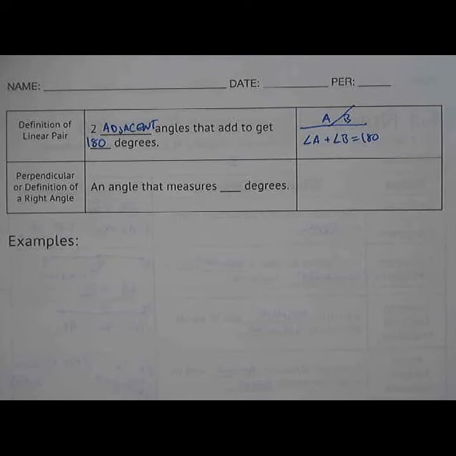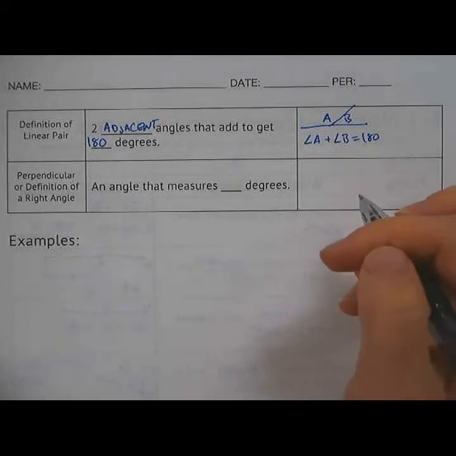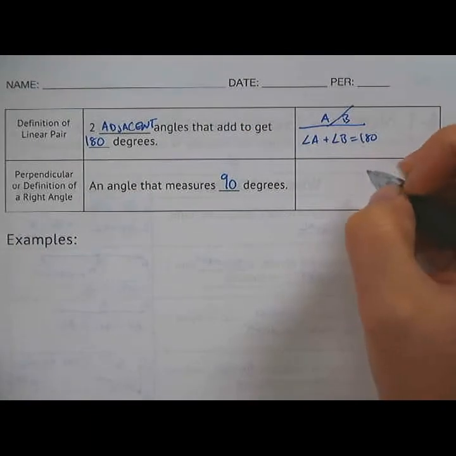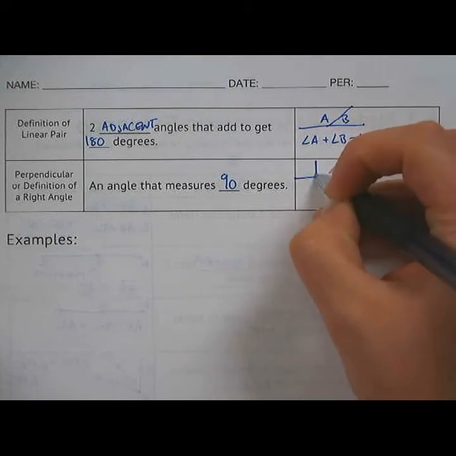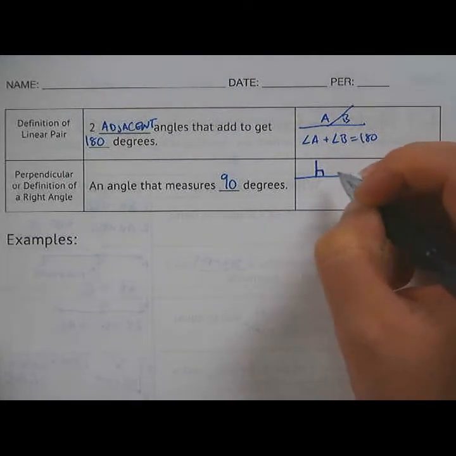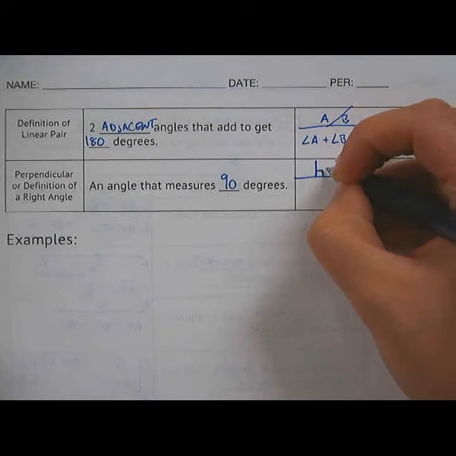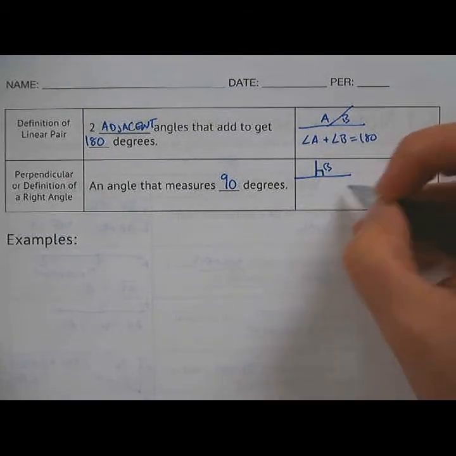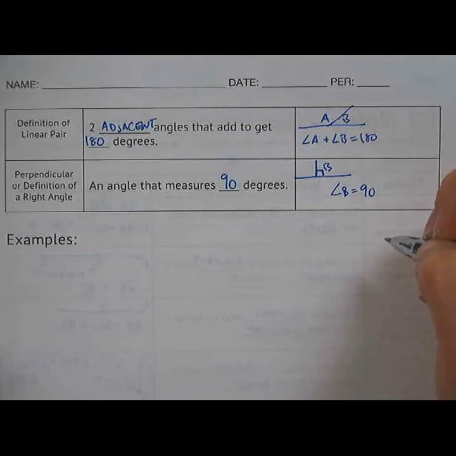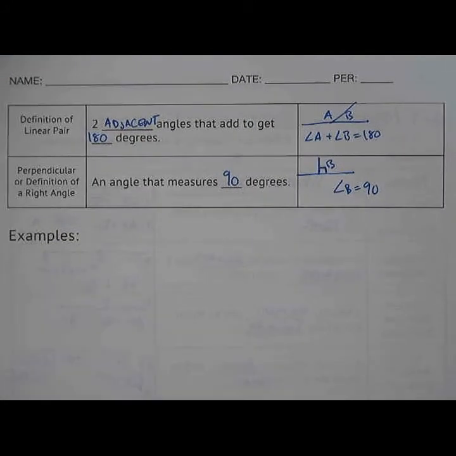Okay, so the next thing is perpendicular. That word means that two lines meet up at 90-degree angles. And then the definition of a right angle is kind of the same thing, an angle that measures 90 degrees. So if I have two lines like this, where that's a 90-degree angle, that is perpendicular, and that's just the definition of that angle happening there. So let's say this was angle B. We could say angle B is 90 degrees. Okay, so those are all of our new definitions and reasons that we can use.